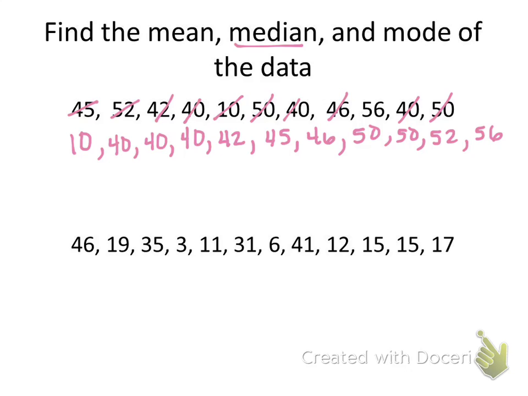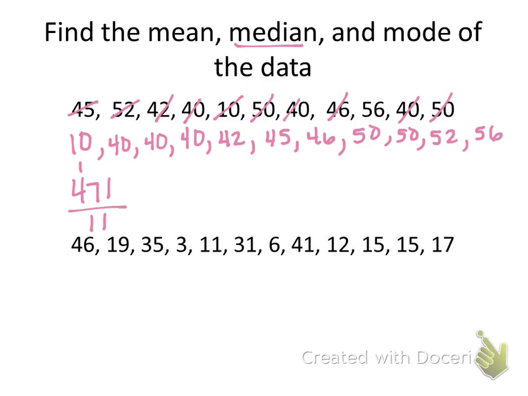Now I need to take that number and divide it by how many I have. So let's count up. 1, 2, 3, 4, 5, 6, 7, 8, 9, 10, 11 numbers. So I take 471 and I divide it by 11.